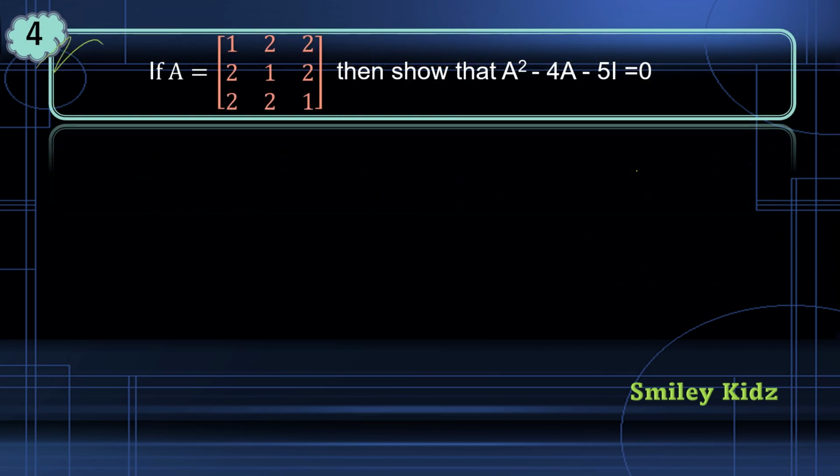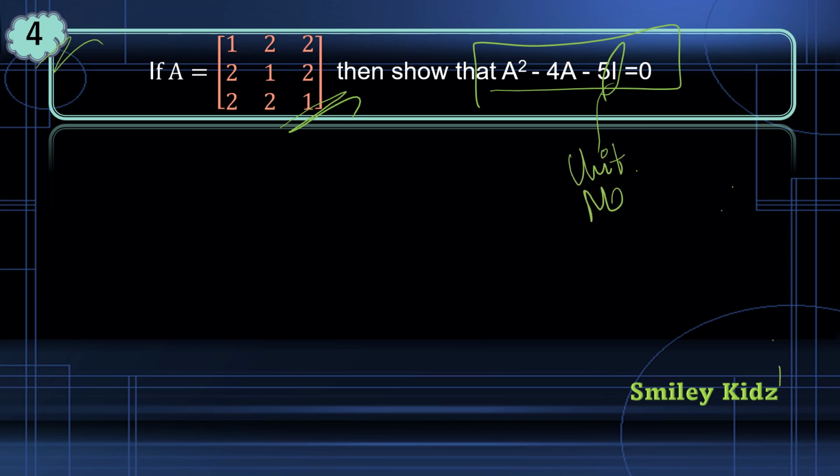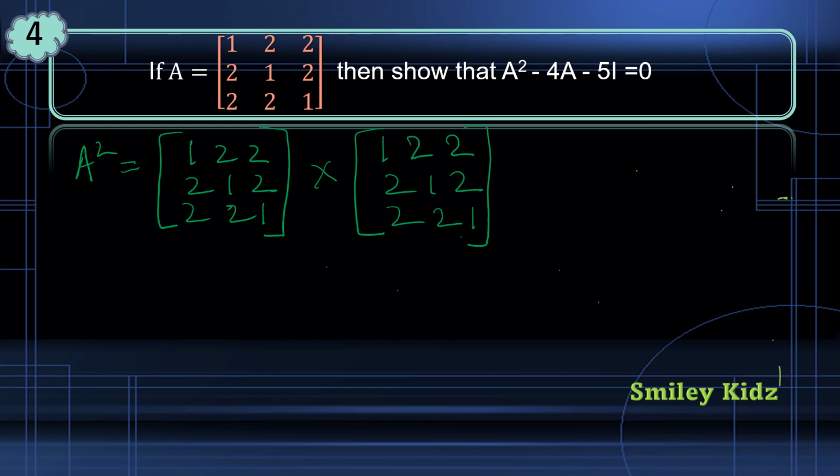Here we have the fourth question on our screens. Here we are being given one matrix where we're going to show A squared minus 4A minus 5I is equal to 0. Here I is the unit matrix. Alright, so let's try to prove it equal to 0. Firstly, let's bring on A squared.